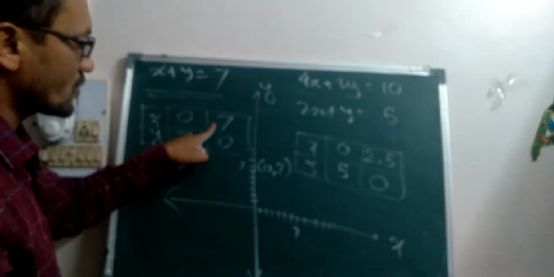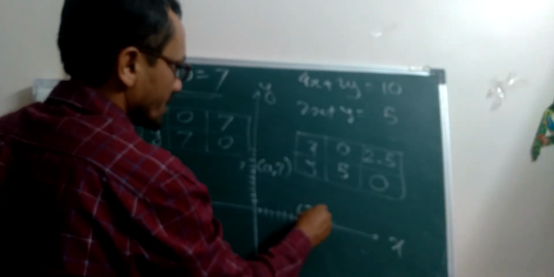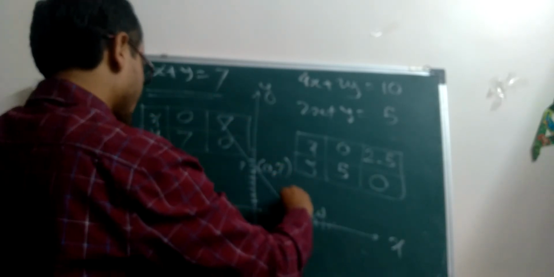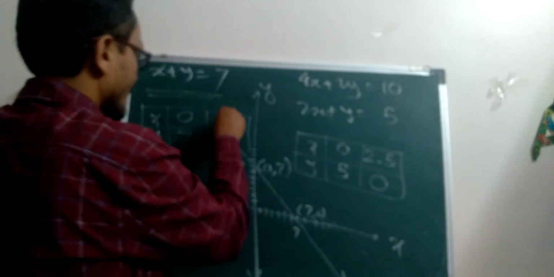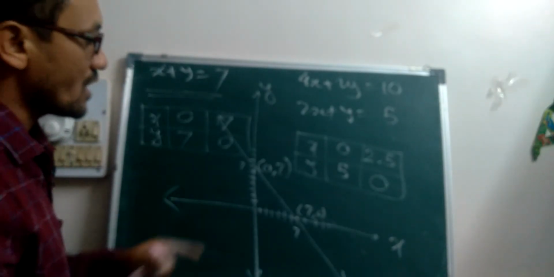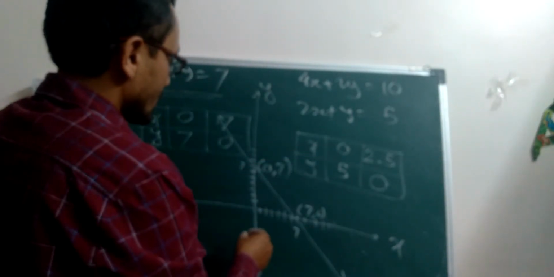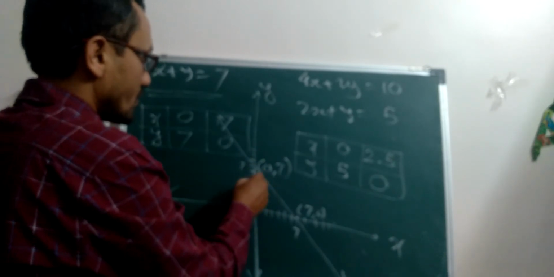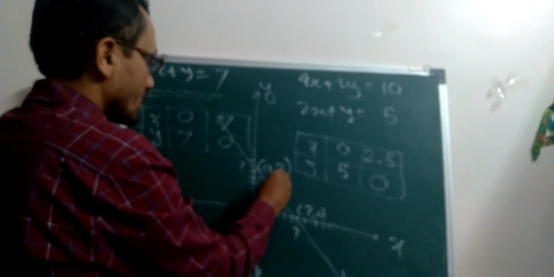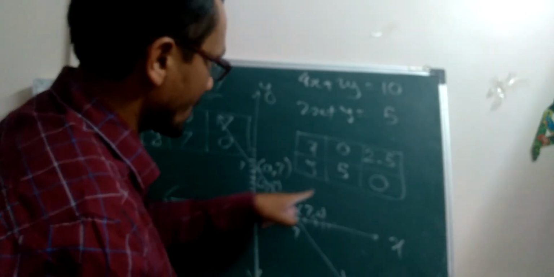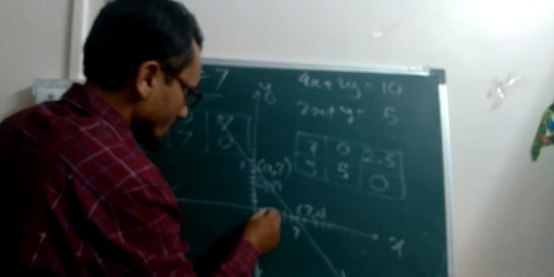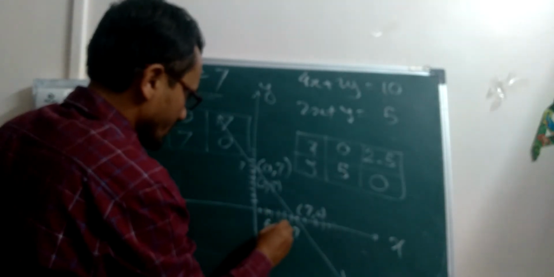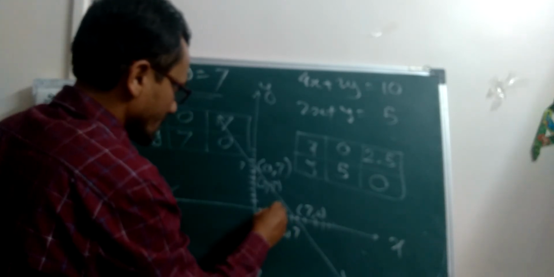And what is the next point? 7 comma 0. This will lie here. So we just join these two points, and this is the line for that equation. Now we have the other equation: 0 comma 5, where y is 5. And we have 2.5 comma 0, so 1, 2 and this is 2.5 here, so it is 2.5 comma 0.